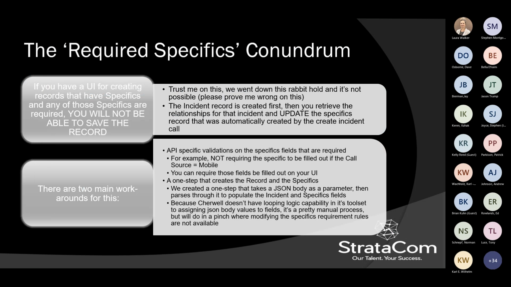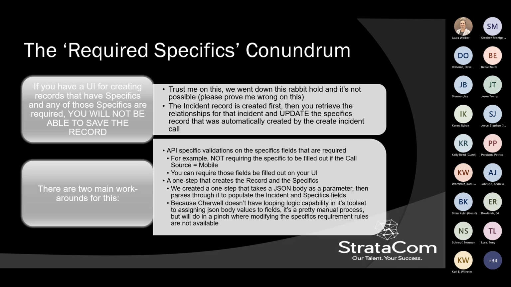The problem is if any of those fields in the specifics are required. When the incident's created, it'll auto create that specific, see that the field's not there, and throw an error. And there is no way around it. Please prove me wrong. If somebody can make it work, I will be very grateful. But in all the testing we did, we even tried creating records with a generic specific with no required field, and then flipping it to a different specifics.